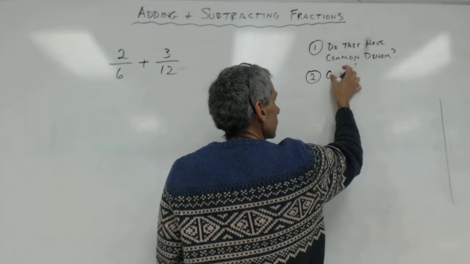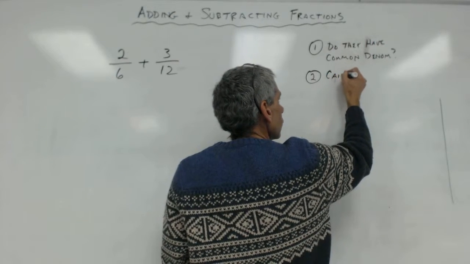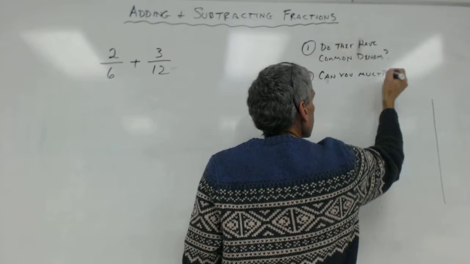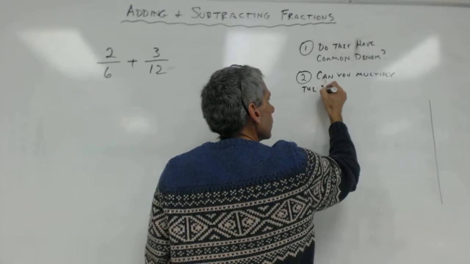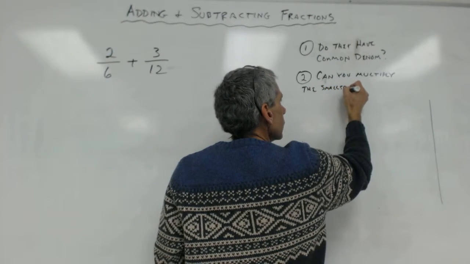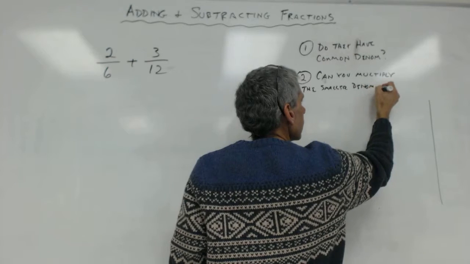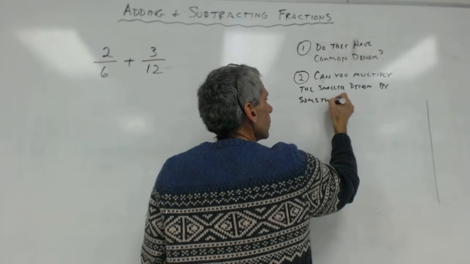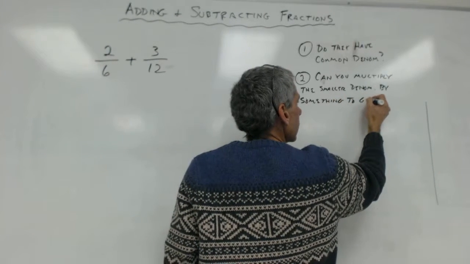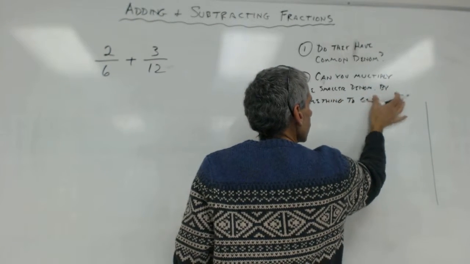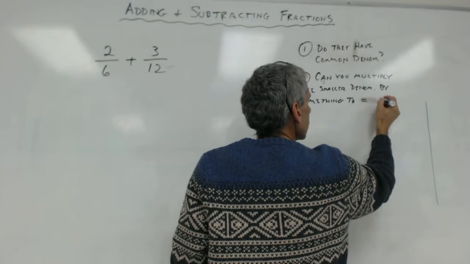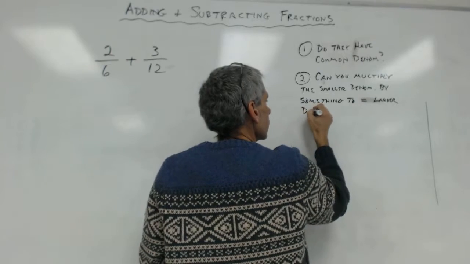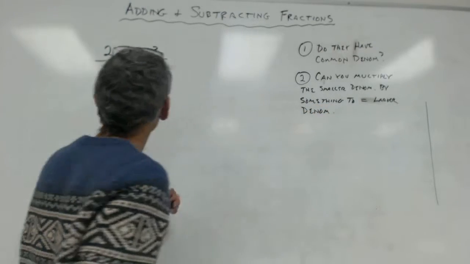This is the second thing. Can you multiply the smaller denominator by something to equal the larger denominator? Does that make sense? Yeah.